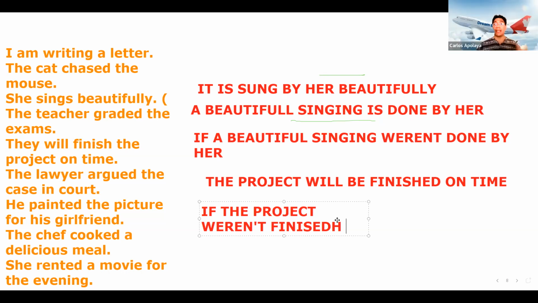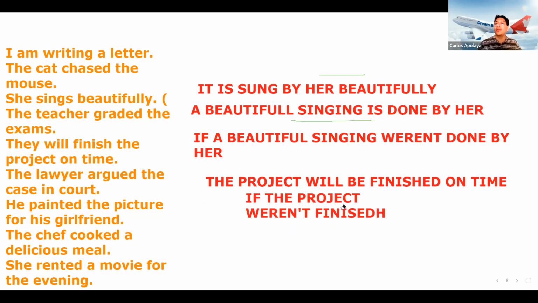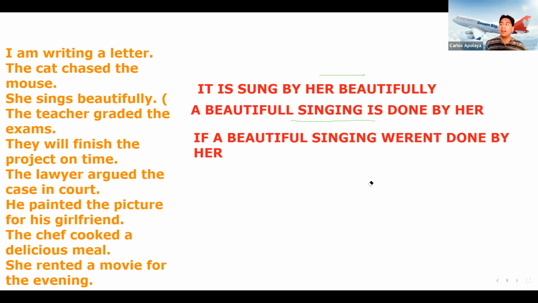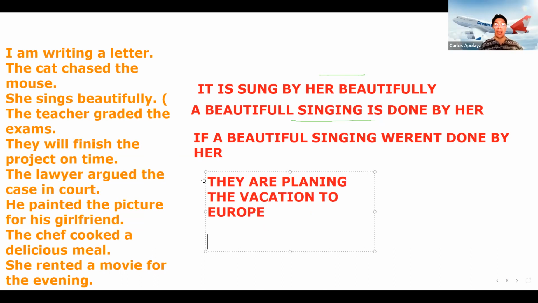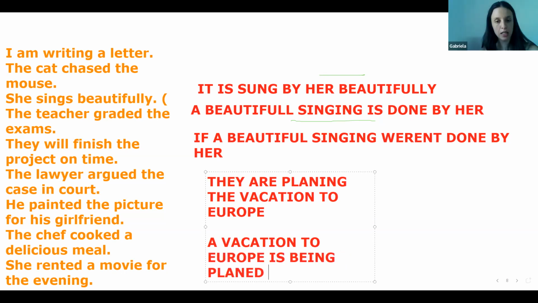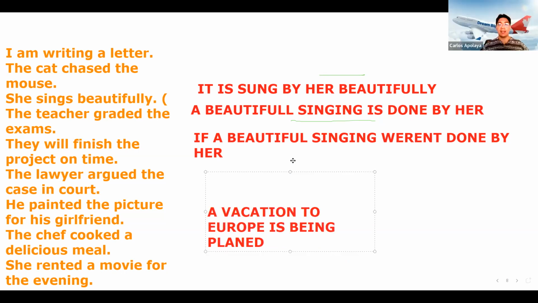Por ejemplo, esta: acabas de aprender que del futuro no te puedes arrepentir porque todavía no lo has vivido. They are planning a vacation to Europe. Ese sí creo. They are planning the vacation to Europe. Pasivo, ¿cuál sería? A vacation to Europe is being planned. Yes, muy bien.